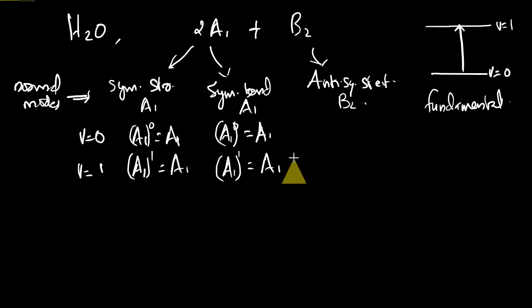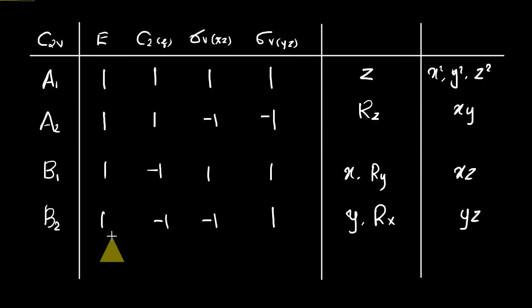And in the case of anti-symmetric stretching, the ground vibrational level has the symmetry B2 raised to 0. That is equal to A1. Why is B2 raised to 0 equal to A1? You can look at the character table. What is B2? B2 is 1, minus 1, 1, minus 1, 1. And B2 raised to 0 means you have to take 1 raised to 0, minus 1 raised to 0, minus 1 raised to 0, 1 raised to 0. Any number raised to 0 is equal to 1. That is why B2 raised to 0 is 1, 1, 1, 1, right?